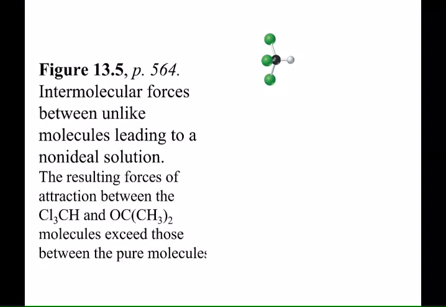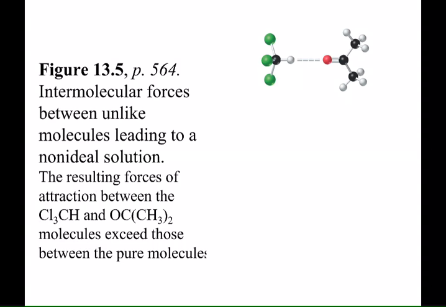Okay, so let's look at some figures. All right. So the black is carbon, the green are chlorines, and the white is hydrogen. Looks like a tetrahedral sort of shape. Seems reasonable that the centers of negatives and positives do not coincide. That's making this polar.